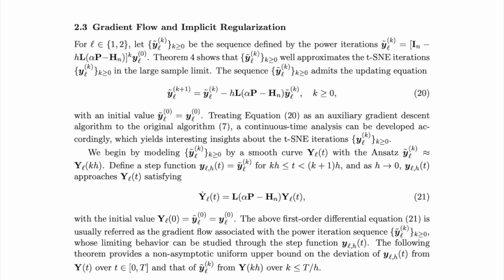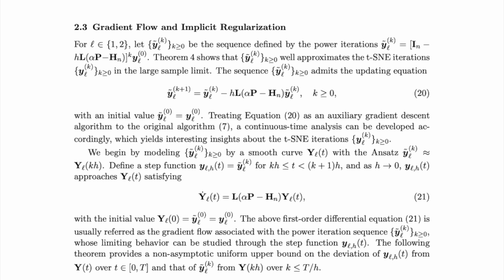The sequence {ỹ_k}, k ≥ 0, admits the updating equation, see formula, with an initial value y_0. Treating it as an auxiliary gradient descent algorithm to the original algorithm, a continuous time analysis can be developed accordingly, which yields interesting insights about the t-SNE iterations. We begin by modeling {ỹ_k}, k ≥ 0, by a smooth curve y(t) with the ansatz ỹ_k ≈ y(kh). Define a step function y_h(t) = ỹ_k for kh ≤ t < (k+1)h, and as h → 0, y_h(t) approaches y(t) satisfying the formula.